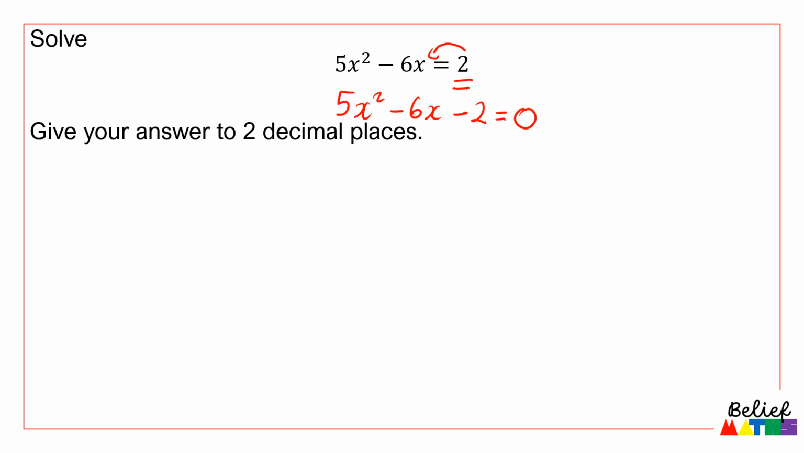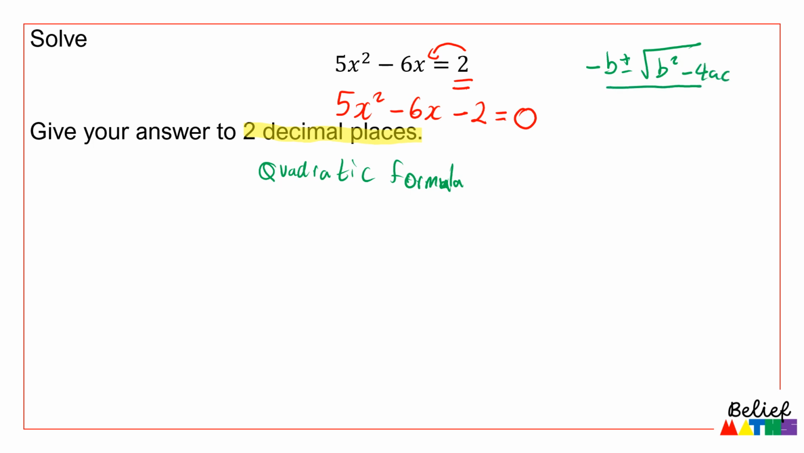Now there's a big hint in this question, and that's that it tells us to give our answer to 2 decimal places. If we're told to give our answer to a number of decimal places or a number of significant figures, that's a big hint to use what's called the quadratic formula, which you should be familiar with. Now, the quadratic formula is given to you in the exam. Okay? Now, the quadratic formula is minus b plus or minus the square root of b squared minus 4ac all over 2a. Now, what is a, b, and c?